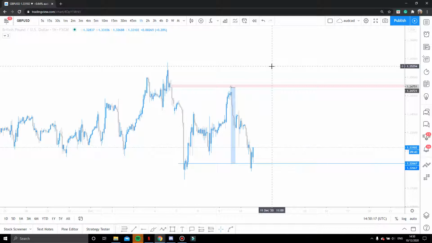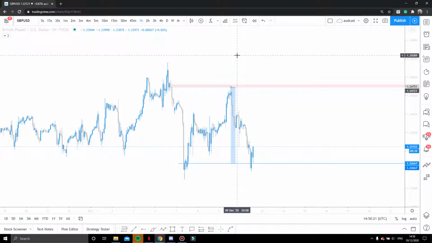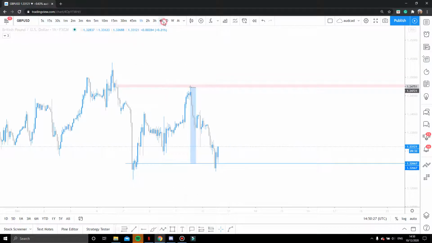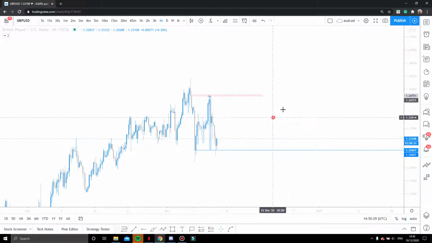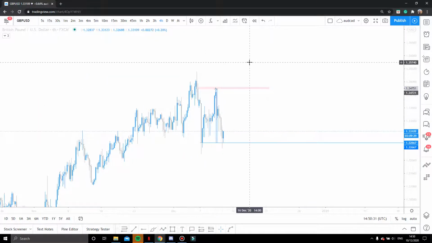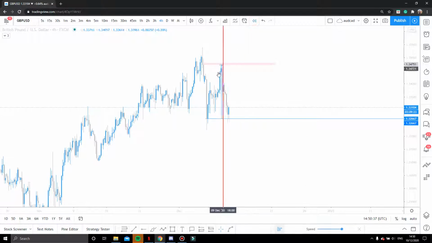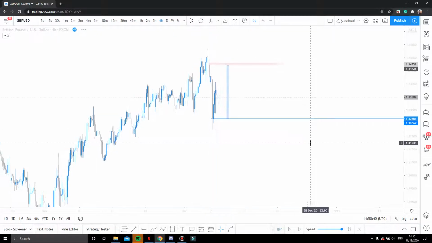Now I'm going to do a breakdown of the GBPUSD trade that I took yesterday. Right, so where do I begin? We start off with the high time frame. I started with the 4 hour on this one purely because this is where I saw that there was a bearish breaking structure. So let's go to where it was, about here.